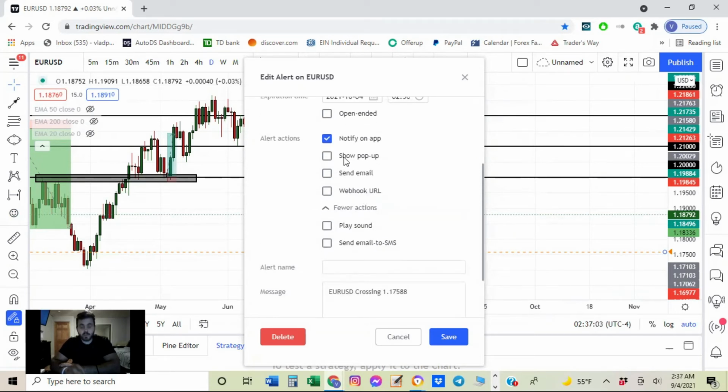You can show a pop-up on your phone. You can send an email, but I don't know who checks their emails that often. Whatever you guys do that works for you, that's great.